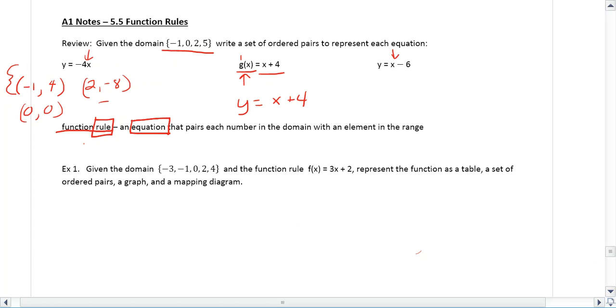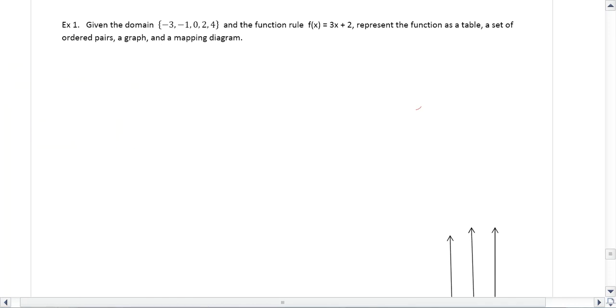The book uses the word rule all the time, so when they're asking you for a rule, they're asking you for an equation. An equation that pairs each number in the domain with one in the range. In other words, it tells us what to do with the input to get the output. So again, rule is equation. Please know that.